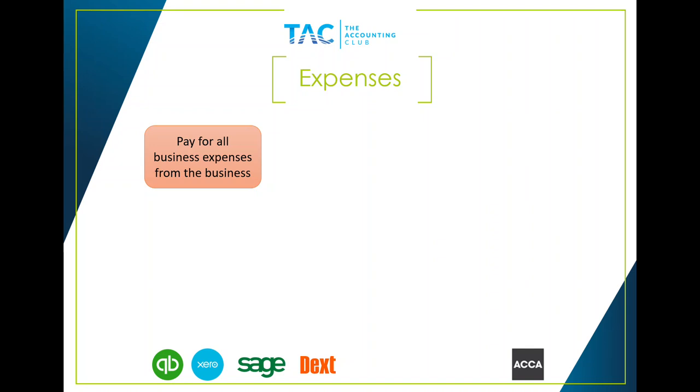Expenses, the third way you can take money out. Pay for all business expenses from the business. What that does is reduce the need for cash. If you pay for everything from the business account, it reduces your need for more cash. So the cash you need will only be your salary and dividends, right? And it just helps you to manage yourself really.